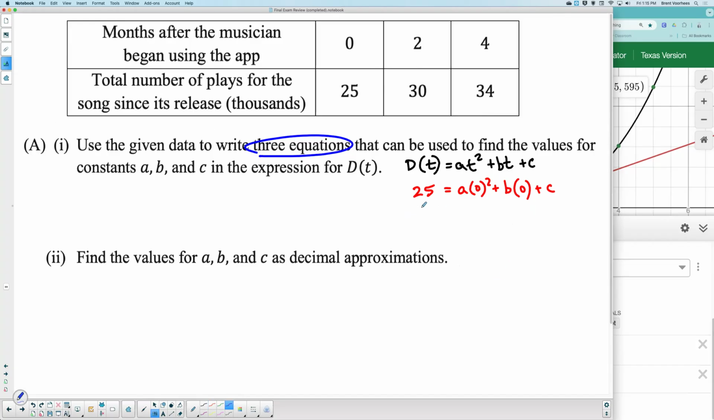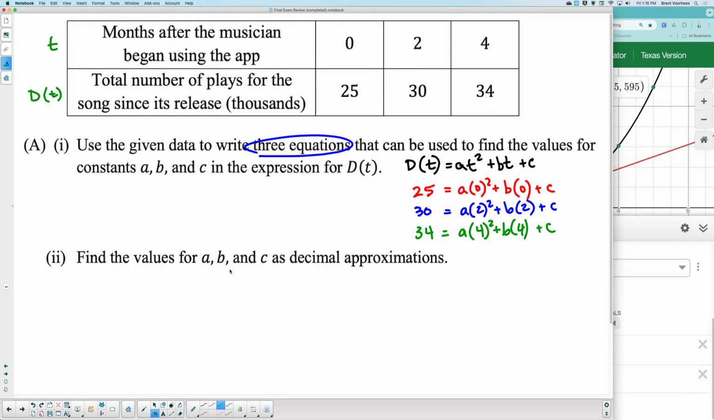But we don't have to solve it by hand. Next, what would you plug in? 30 equals a times 2 squared plus b times 2 plus c. And then finally, a third equation would be 34. Notice, did I put any parentheses on here? No, these are the d of t values. This is d of t here. That is d of t. This is t. 34 equals a times 4 squared plus b times 4 plus c.